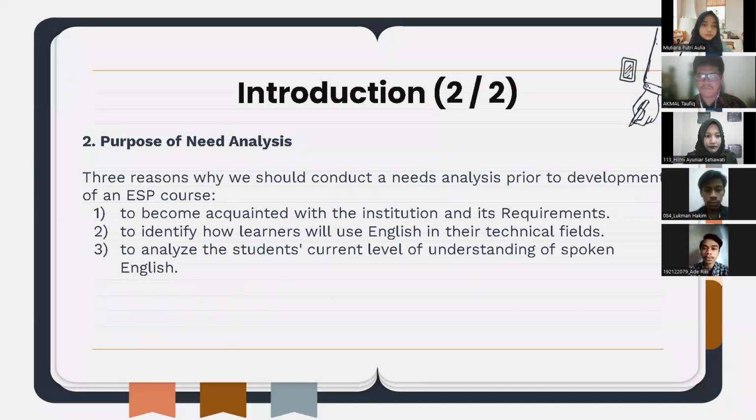And then go to the next slide. Purpose of needs analysis. There are three reasons why we should conduct a needs analysis prior to the development of an ESP course: to become acquainted with the institution and its requirements, to identify how learners will use English in their technical field, and to assess the students' current level of understanding of spoken English.